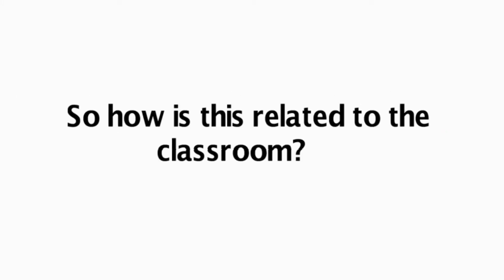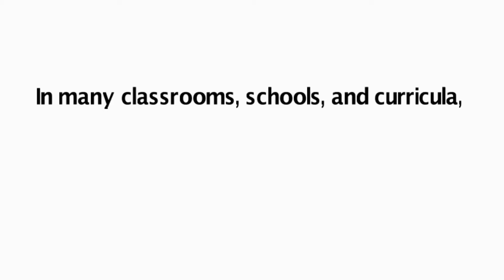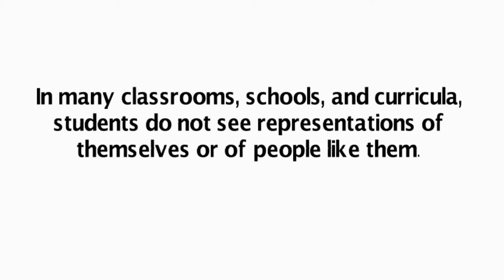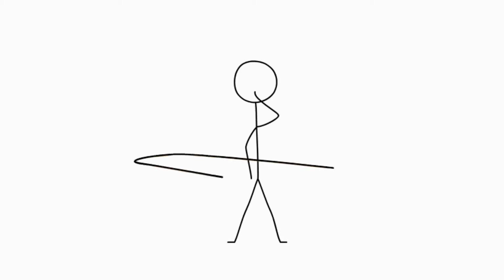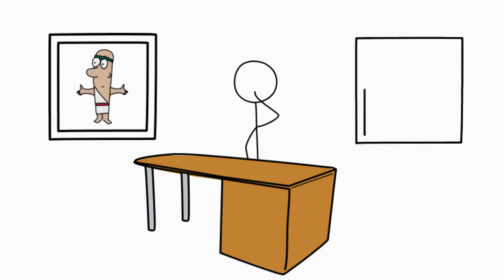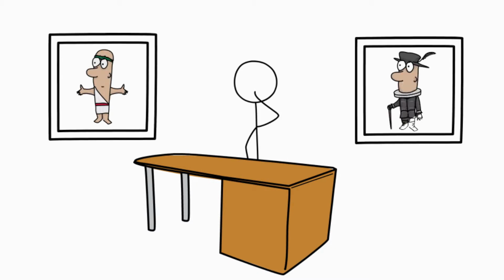So how is this related to the classroom? Classroom environments also send cues about who belongs, and importantly, who does not. In many classrooms, schools, and curricula, students don't see representations of themselves or of people like them. For instance, in a history classroom, Black students might not see representations of themselves among the posters of famous historical figures around the room. Or a student who identifies as gay may notice that the sexuality of a gay historical figure is not discussed or acknowledged, sending a signal that gayness isn't welcome.